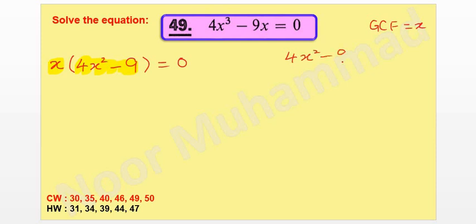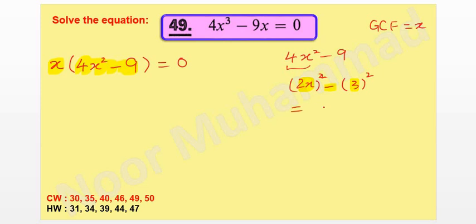4x squared minus 9. I can make use of the formula. Why? Because this thing is the square of 2x, and this thing is the square of 3, right? So I have two terms. The first one is the square of 2x, and the second one is the square of 3. And there's a negative sign between them. It means I can use the formula of difference of squares.